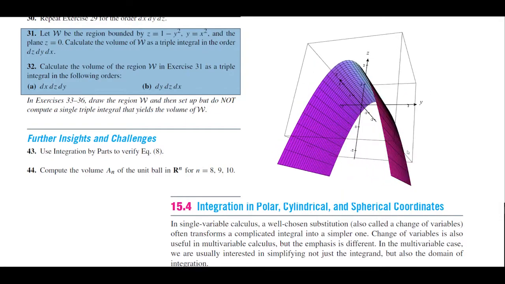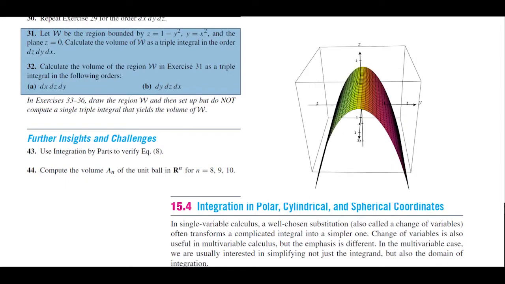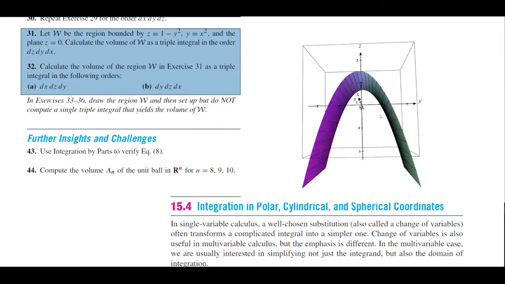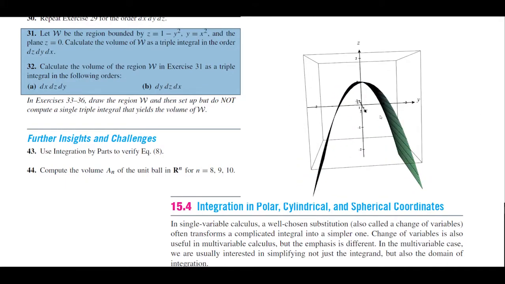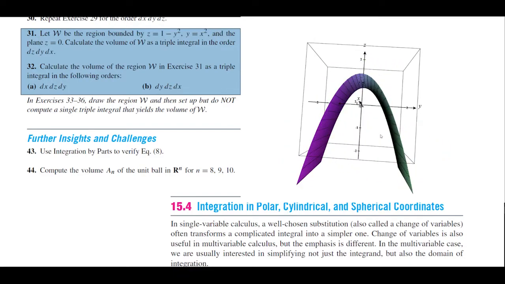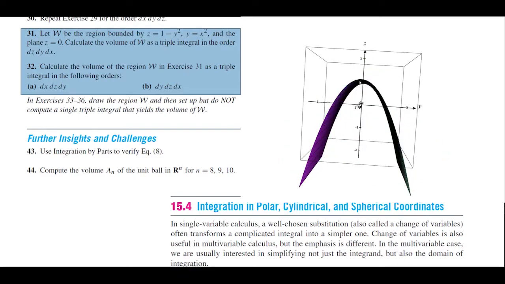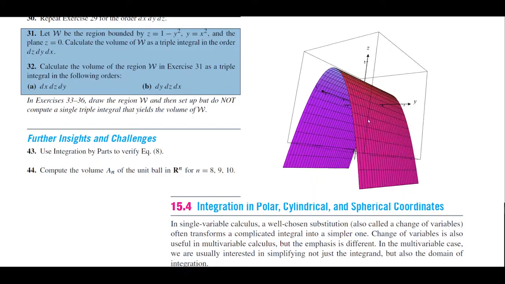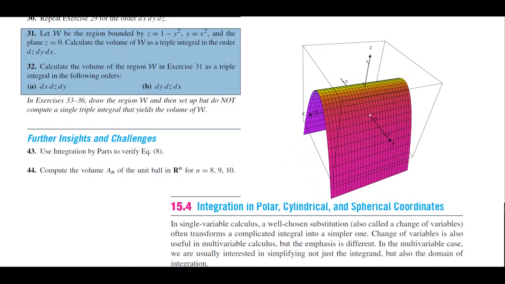Our parabola has, if we were to view this sort of above the yz plane, not perfectly above it, but you can see that it does in fact have the properties that we anticipated. A z-intercept of 1, and it's a parabola that opens down, and it just stretches itself in the x direction.